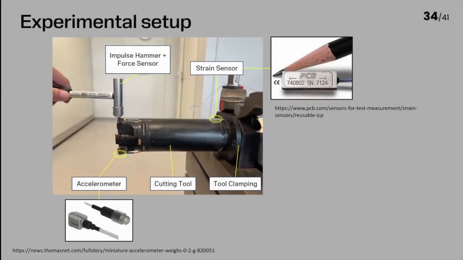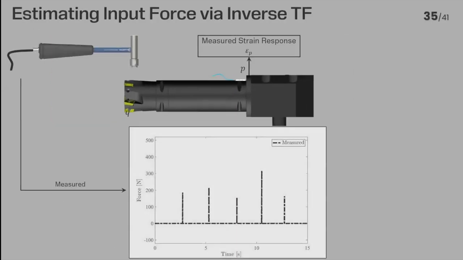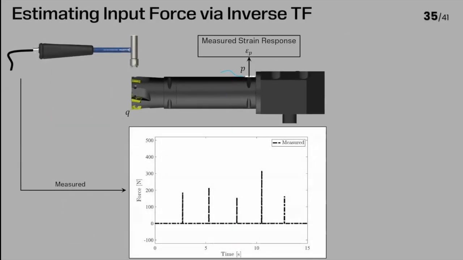To validate our method, we use this experimental setup. We have an impulse hammer to excite the cutting tool at the tool tip and measure the input force as a reference. And we have an accelerometer installed on the opposite side of the tool tip, and the strain sensor is mounted near the clamping area. In the experimental test, the cutting tool is impacted by the hammer at the tool tip, and the excitation force is measured.